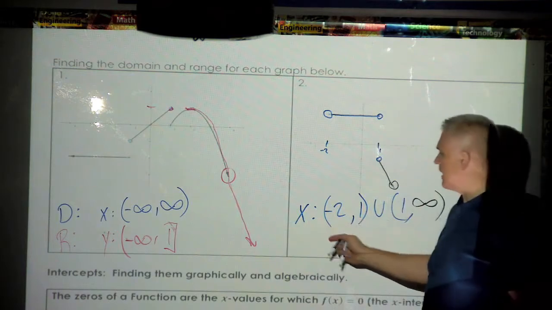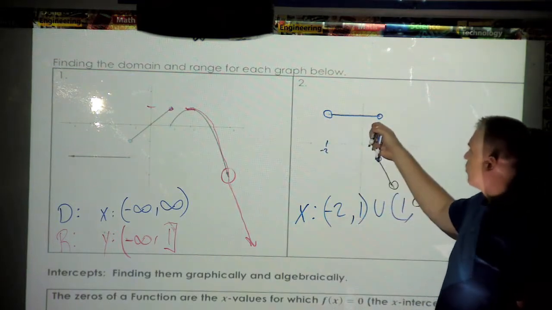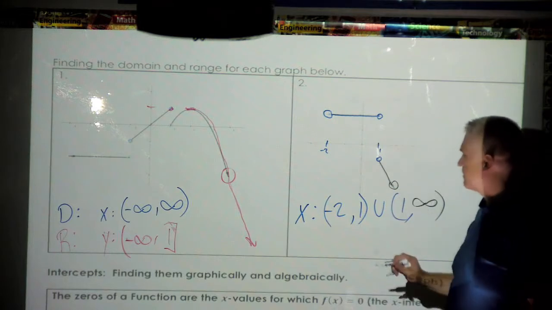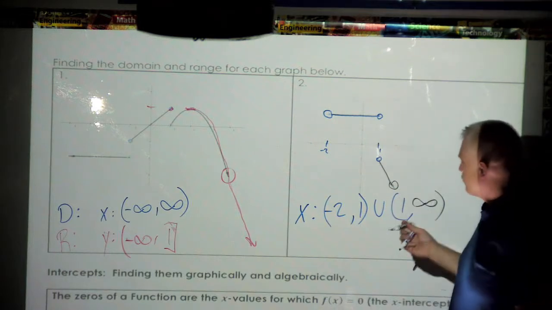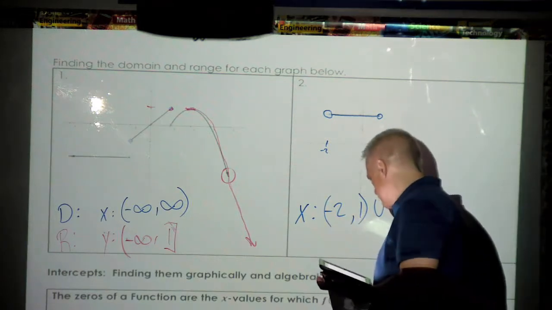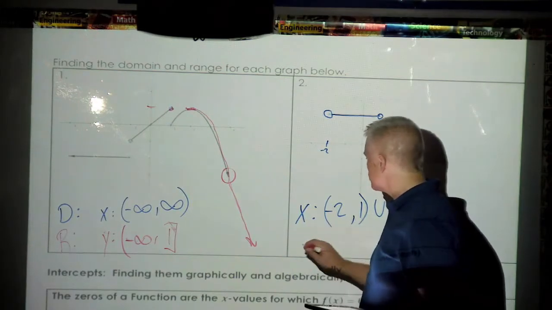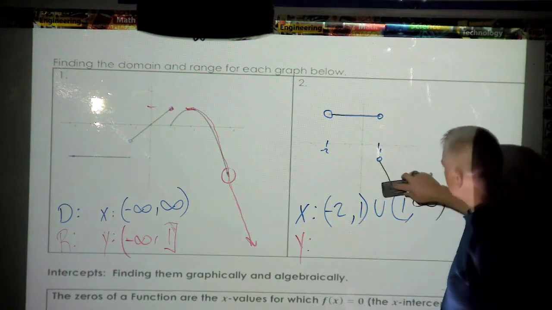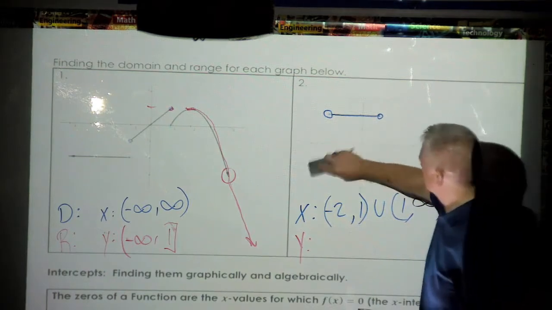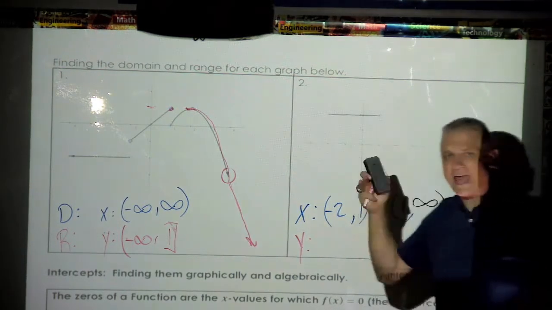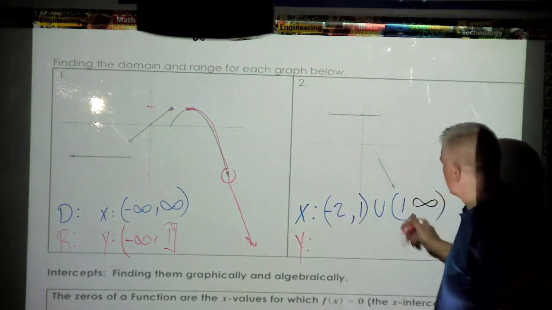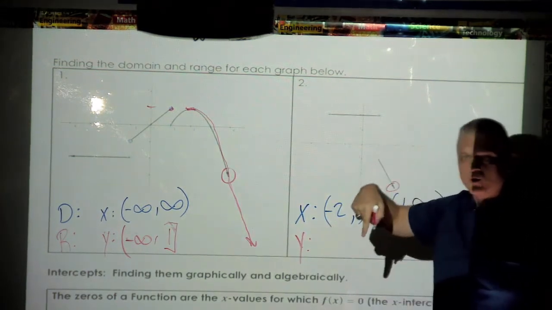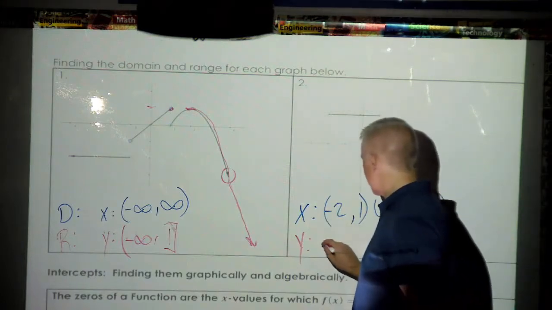So this is my domain. It goes from -2 to 1, but doesn't include 1, and then 1 to infinity. 2 intervals. For my y coordinate, my range, how far down to how far up? So again, we're looking at the y-axis because it's the y coordinates. So how far down? That's how far down. Goes all the way down to -infinity.